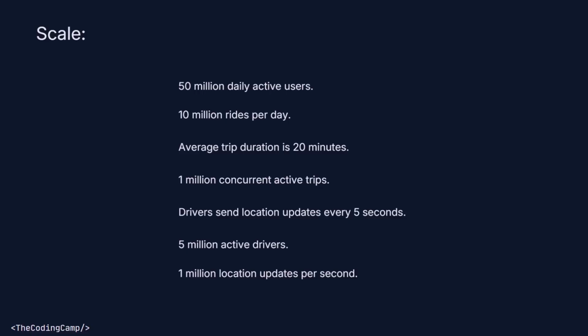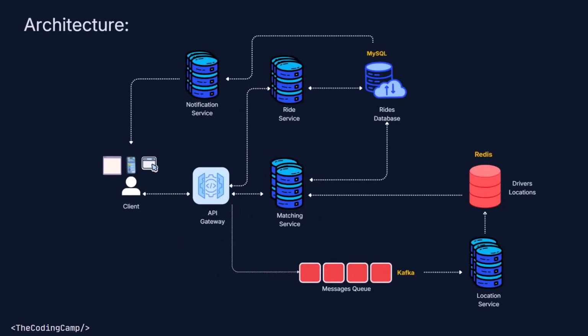All right, now design an initial architecture. Sure. Clients will communicate with an API gateway as a single entry point to centralize authentication, rate limiting, and routing. Then a ride service owns ride state transitions, a matching service which finds nearby drivers, a location service that stores real-time driver locations, and a notification service that sends ride requests and updates.